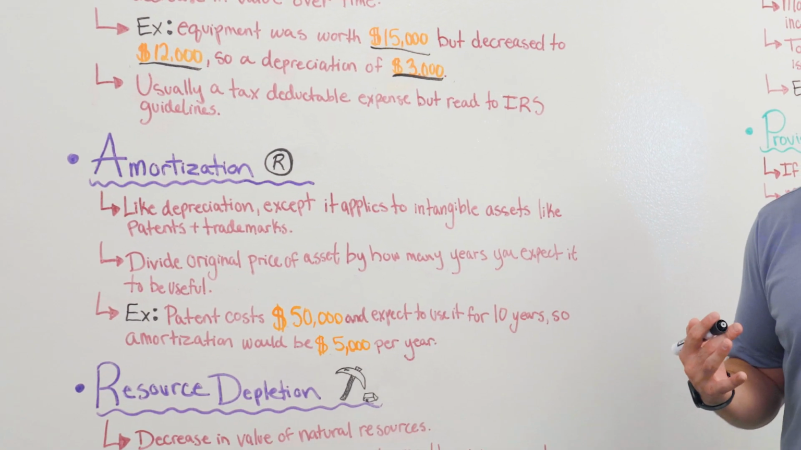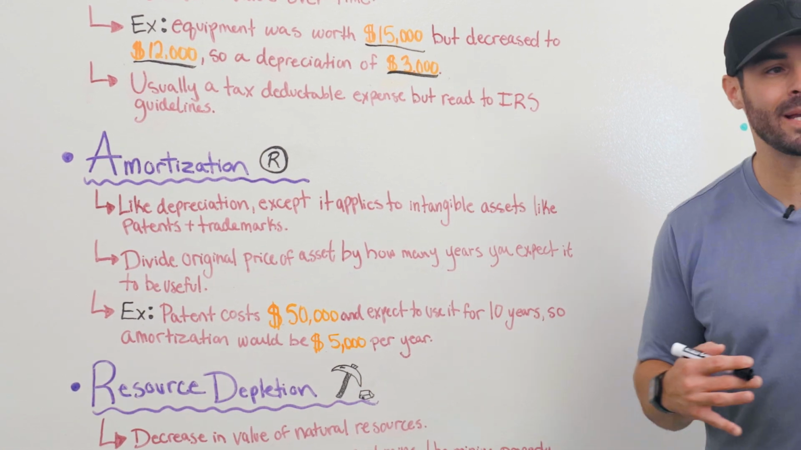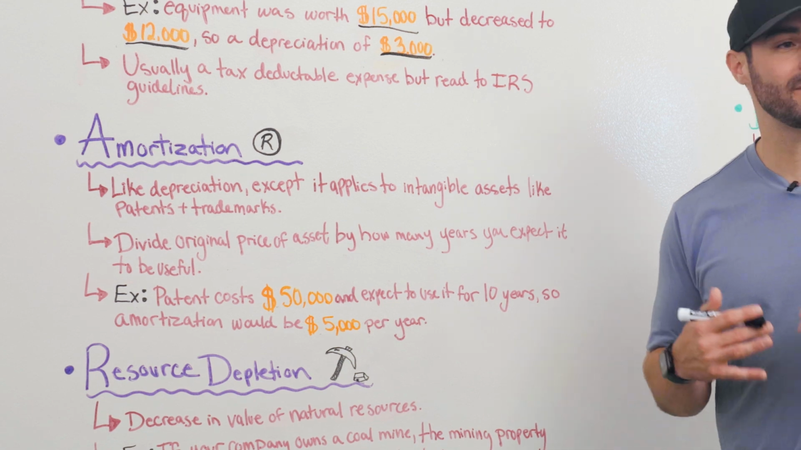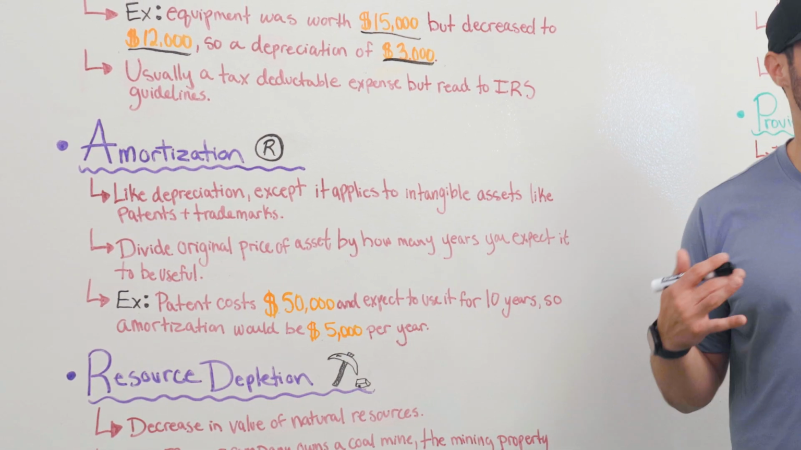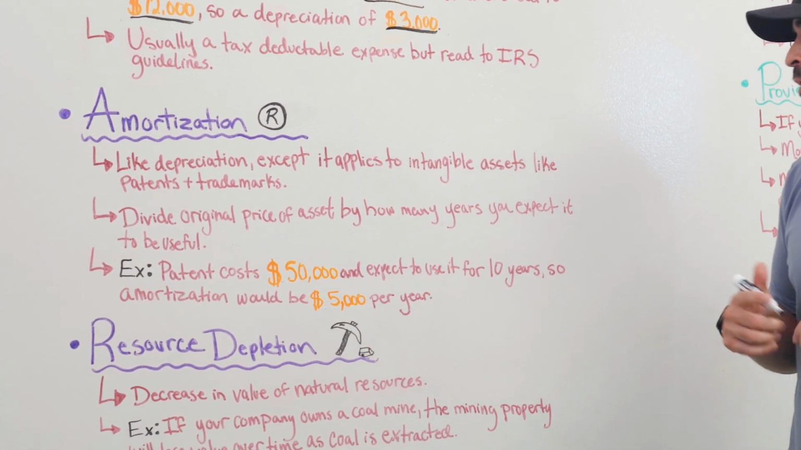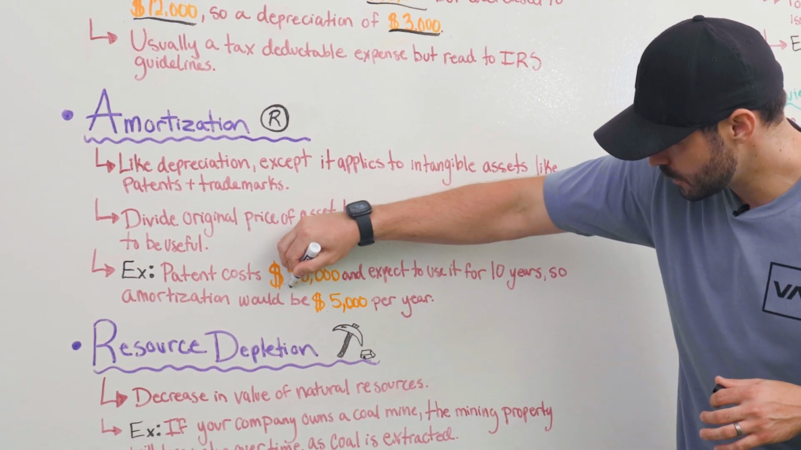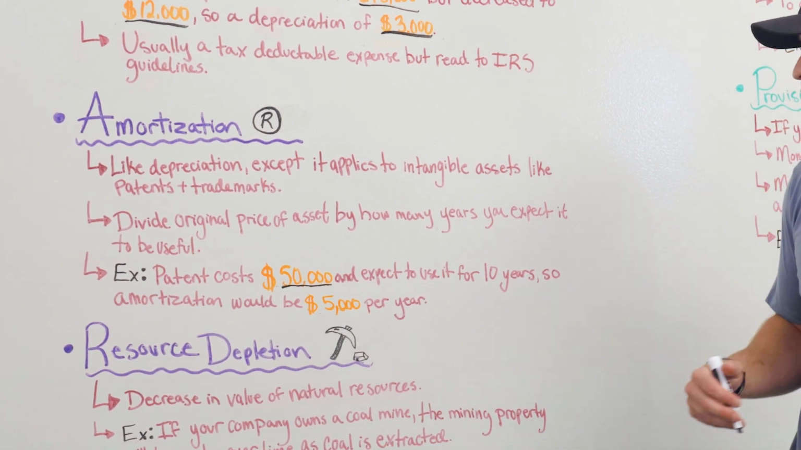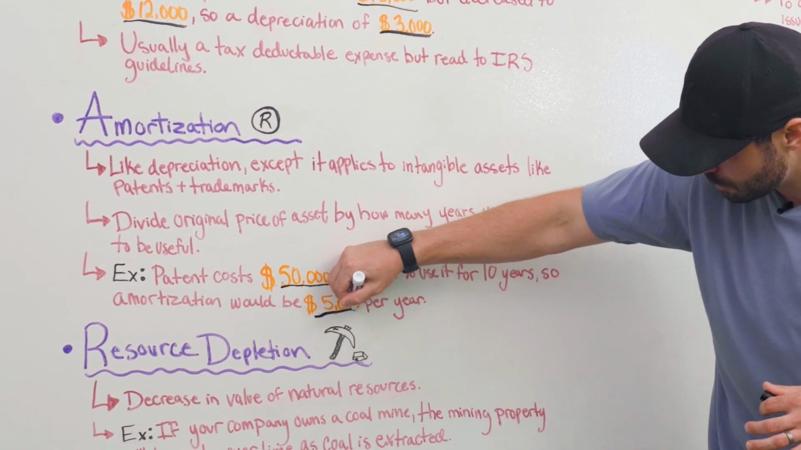The next one, amortization. It's like depreciation, except it applies to intangible assets like patents or trademarks. So you're just going to divide the original price of the asset by how many years you expect it to be useful. So let's look at this example. Let's say you purchase a patent for $50,000 and you expect to use it for 10 years. Your amortization would be $5,000 per year.